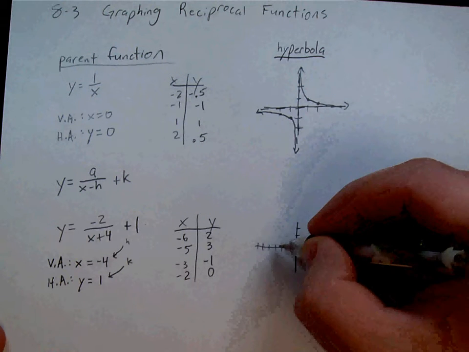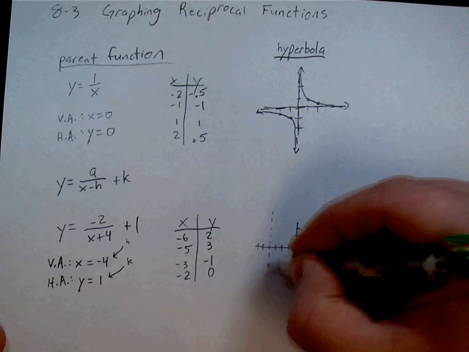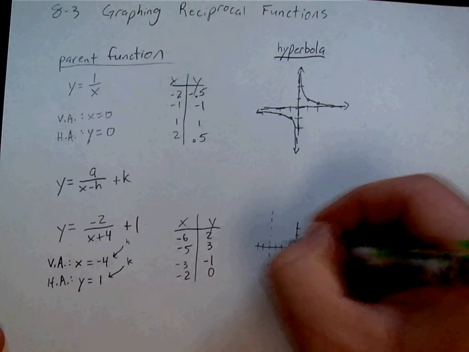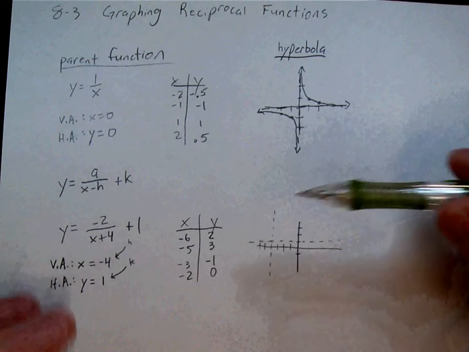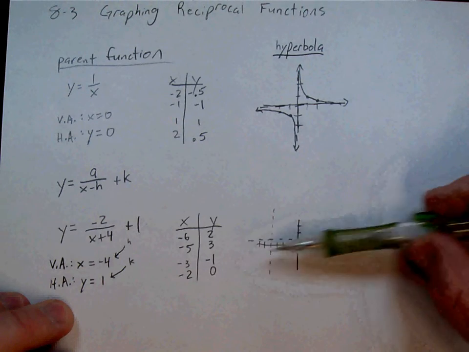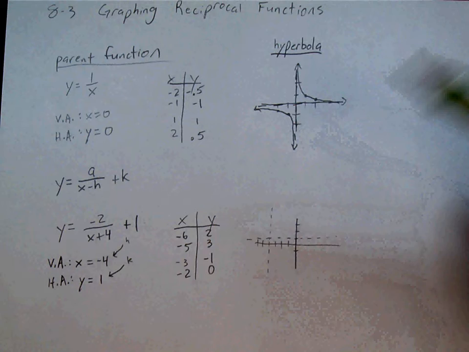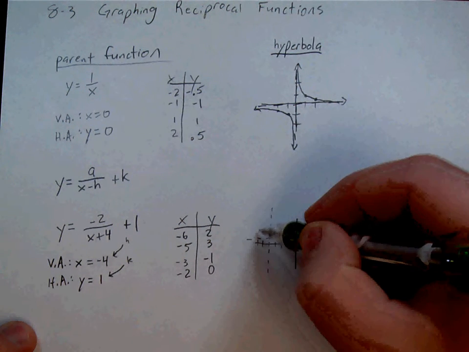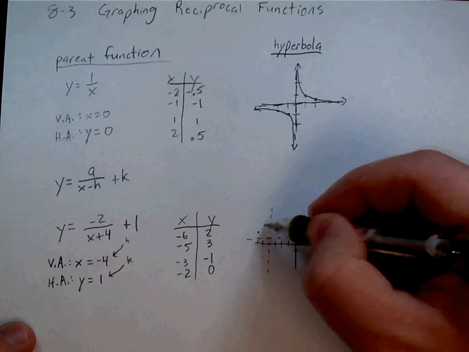So at negative 4, I have a vertical asymptote. At positive 1, I have a horizontal asymptote. So before I graph, I actually created 4 new quadrants. There's a quadrant here, here, here, here. It's the 4 quadrants in relation to my asymptotes. My hyperbola is going to be in 2 of those. Let's find out which 2. Negative 6, positive 2, negative 5, positive 3.